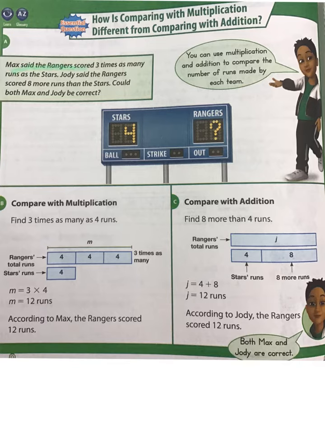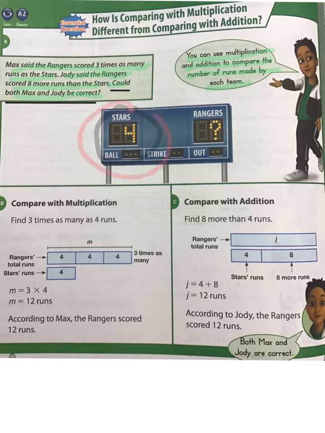Max said the Rangers scored 3 times as many runs as the Stars. Jody said the Rangers scored 8 more runs than the Stars. Could both Max and Jody be correct? So our question, could both Max and Jody be correct? Well, you can use multiplication and addition to compare numbers of runs made by each team. So we have our Stars right here.